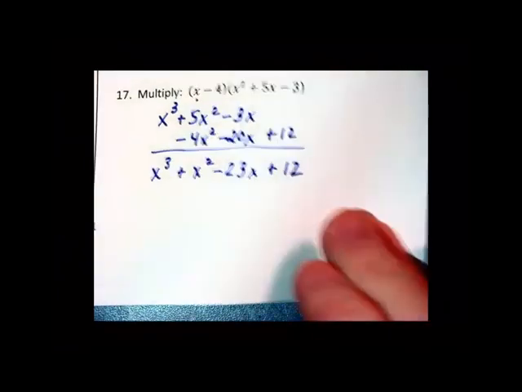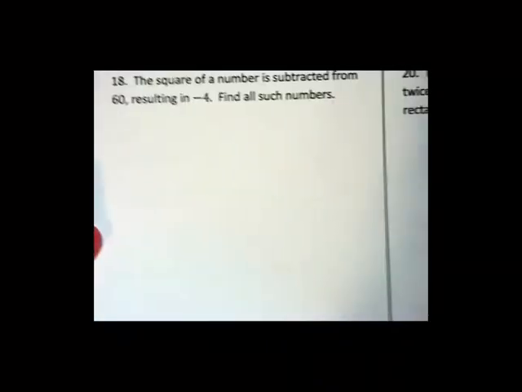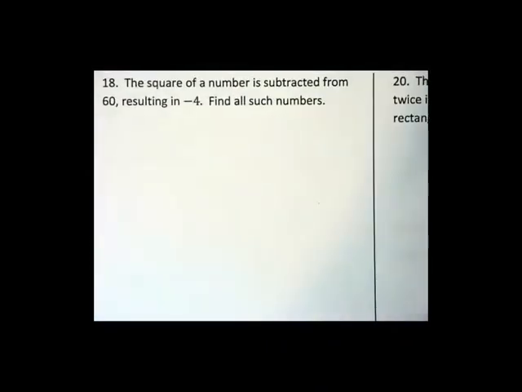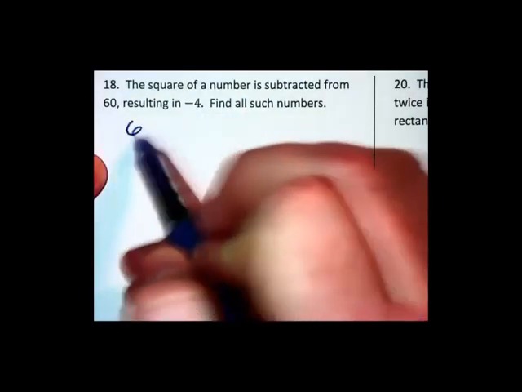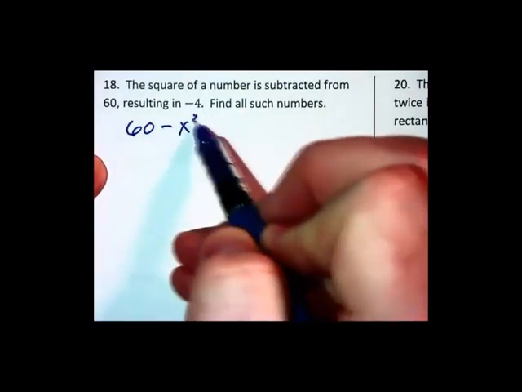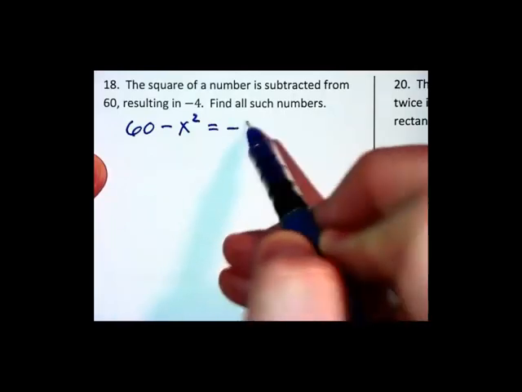Okay, let's turn the page here for a few word problems. Here we go with the first one. The square of a number is subtracted from 60. That's 60 minus x squared. The result is negative 4.